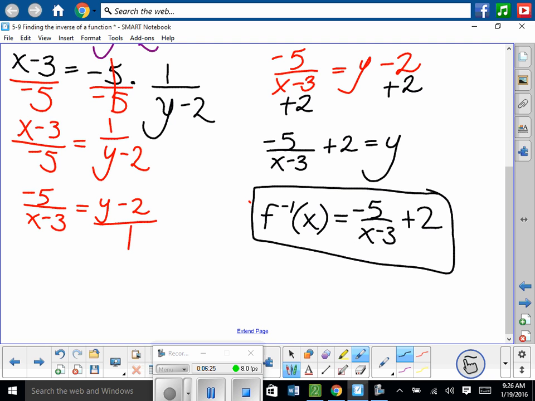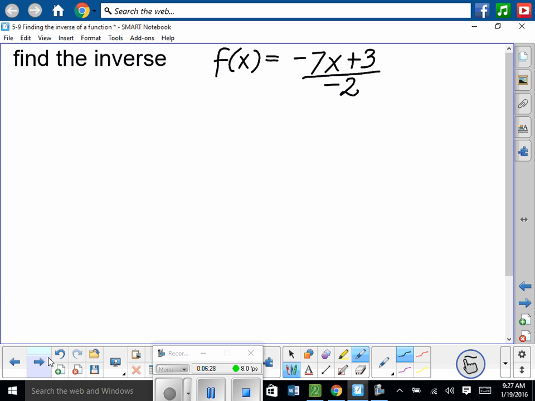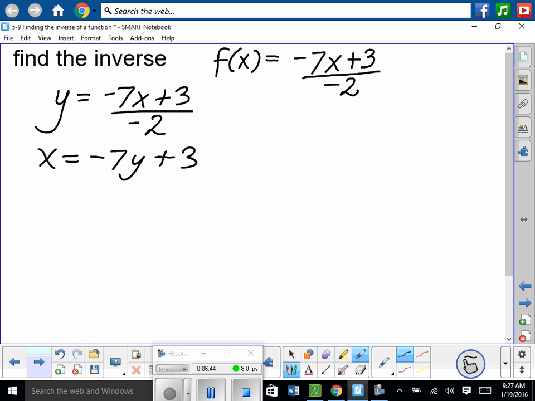Questions on that? Okay, a couple more, then I'm going to let you work. So, find the inverse. F of x is equal to negative 7x plus 3 all over negative 2. We have y is equal to negative 7x plus 3 over negative 2. So, switch x and y. X is equal to negative 7y plus 3 divided by negative 2. First step to get y alone. Multiply both sides by what? Good. I'm going to multiply both sides by negative 2.